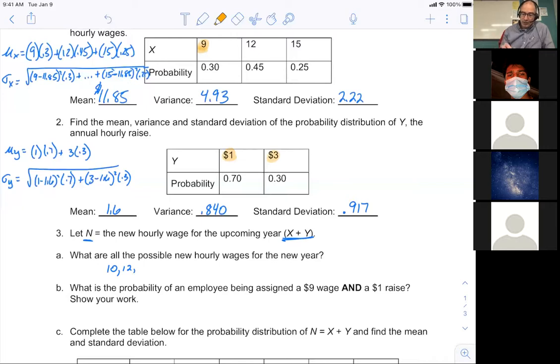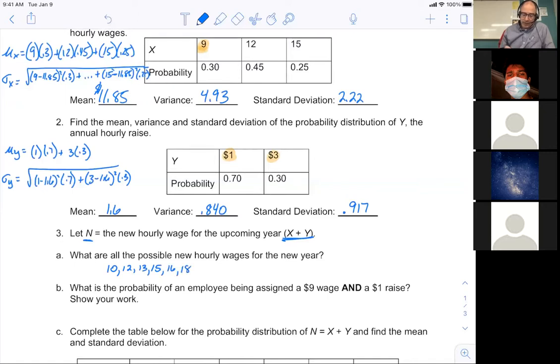12 and 1 make 13. 12 and 3 make 15. 15 and 1 give me 16. 15 and 3 give me 18.